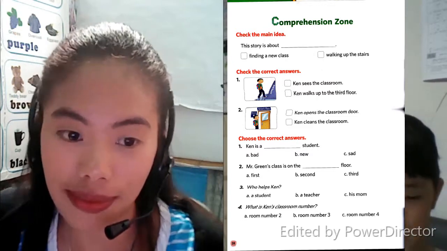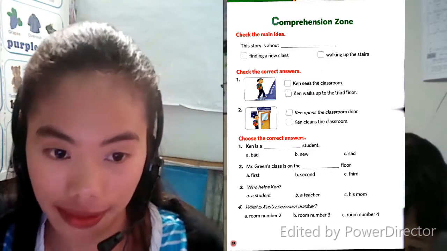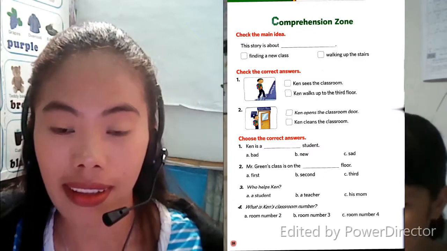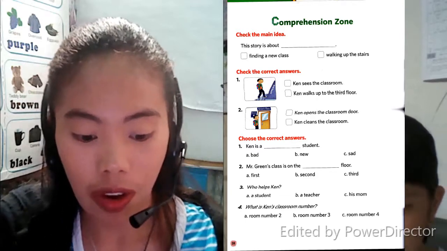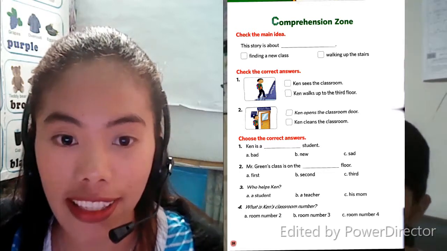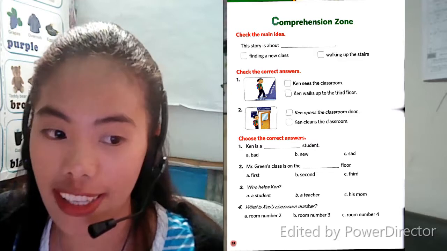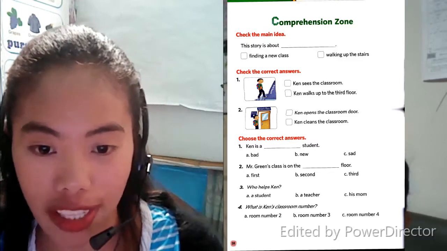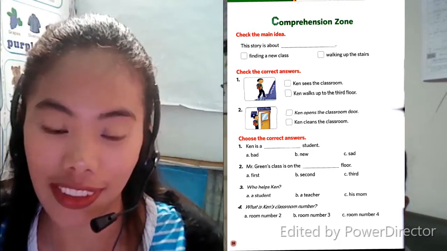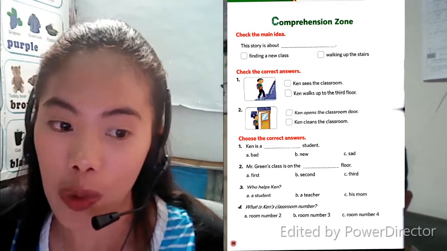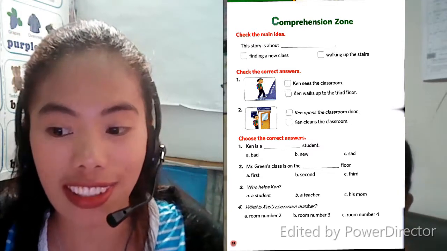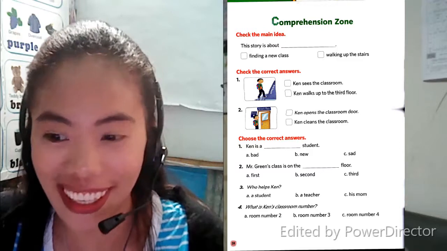Number two. The building has many roofs. What? How do you pronounce that again? Floors. Floors. Okay, number three. We walk down the stairs. Stairs. Okay, very good.